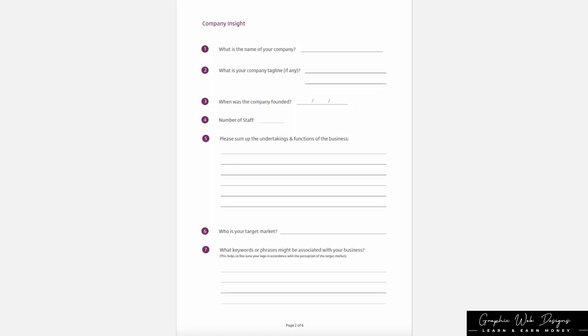If, however, the age range was broad, say from 20 to 70-year-olds, the design would need to hold a safe and universal quality. Question 7 asks, what keywords or phrases might be associated with your business? There will be a populated reply here in the case of established businesses, since people will have commented and reviewed them multiple times. As stated in the brackets, this information will help to fine-tune the design in accordance with the perceptions of the target market.